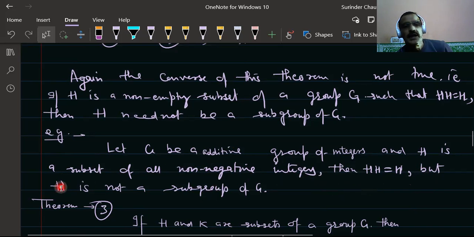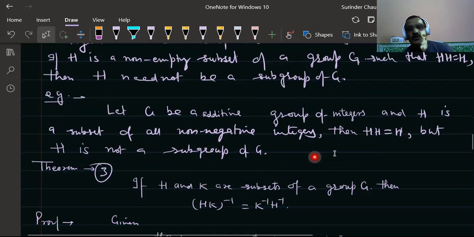But H is not a subgroup. Why is it not a subgroup? Because none of the elements of H have an inverse element in H. So H is not a subgroup, since the inverse element does not exist. So one of the conditions does not hold true, which implies H is not a subgroup of G, even with the condition H into H is H.